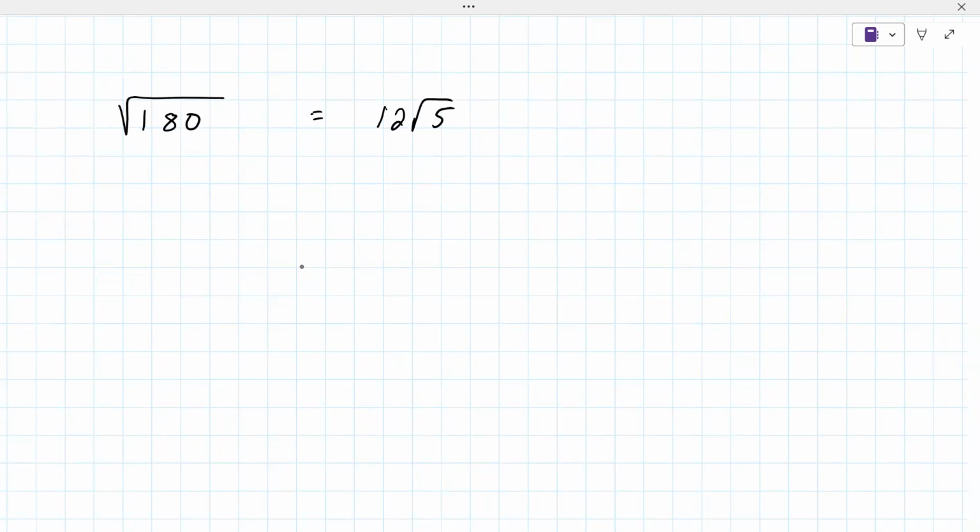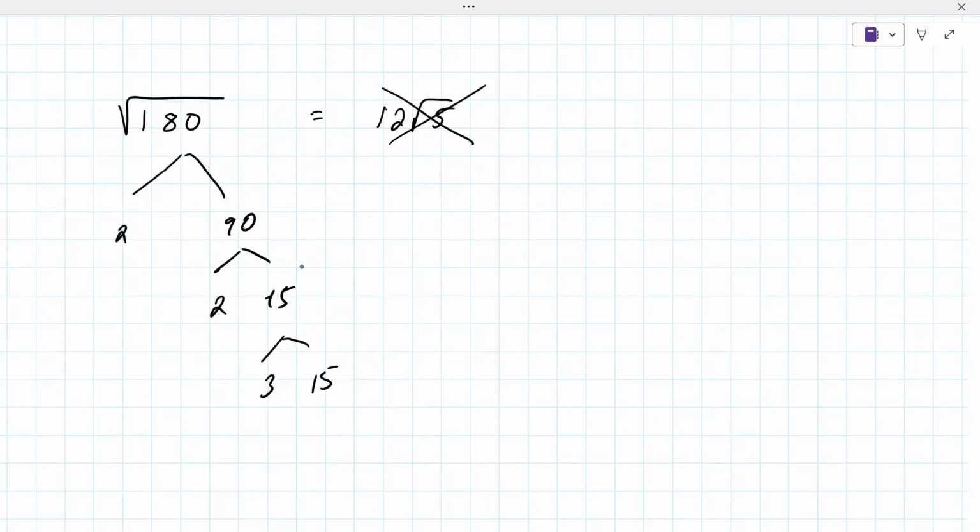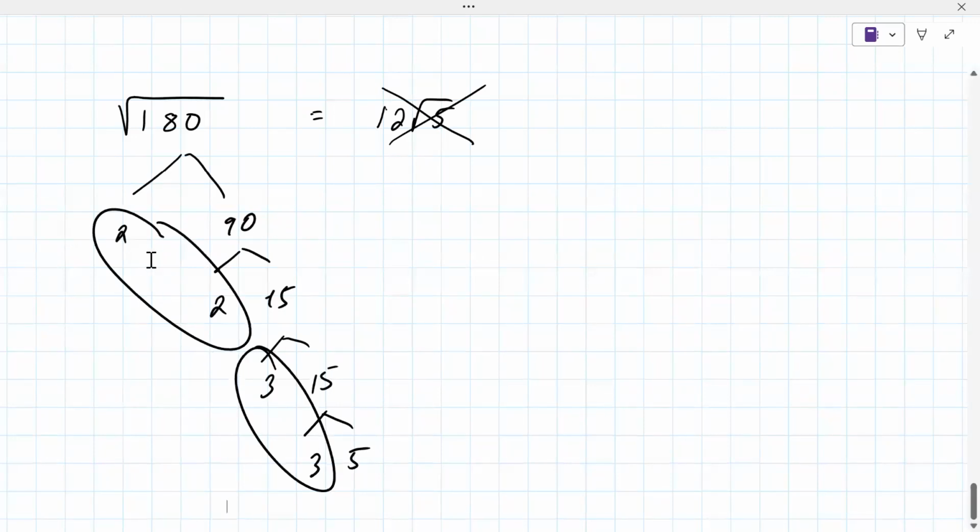Okay, so this is not correct. Tell me your first branches here. What did you have? 2 and 90. Okay, that's correct. 2 and 45. Okay, that's correct. 3 and 15. Okay, that's good. 3 and 5. Okay, so you circle the pairs. Now, did we ever bring more than one number out from the pair? No. So you bring out a 2 and you bring out a 3. So what goes on the outside? 6. 6 square root 5 is correct.